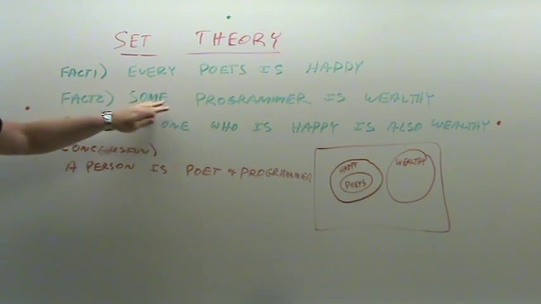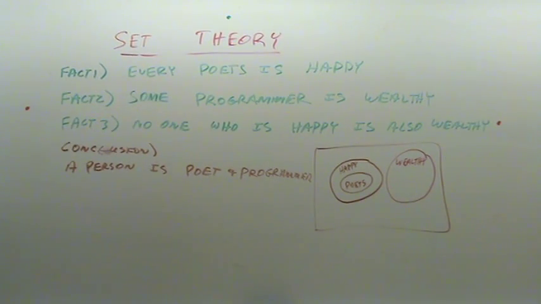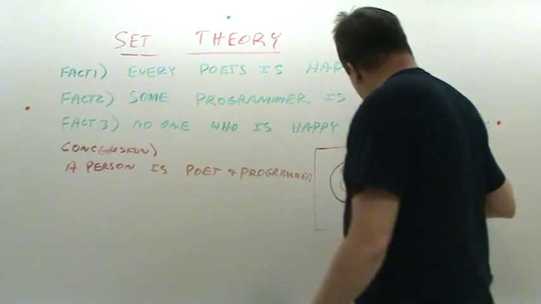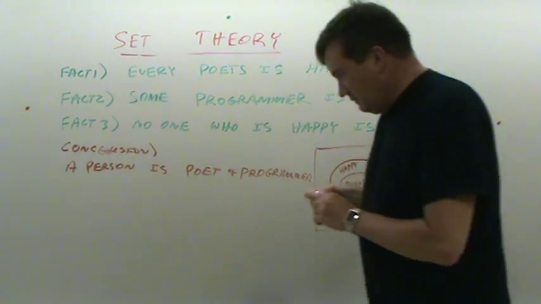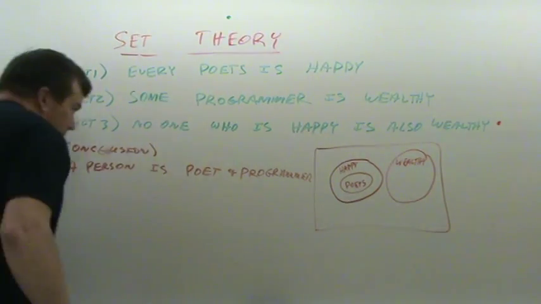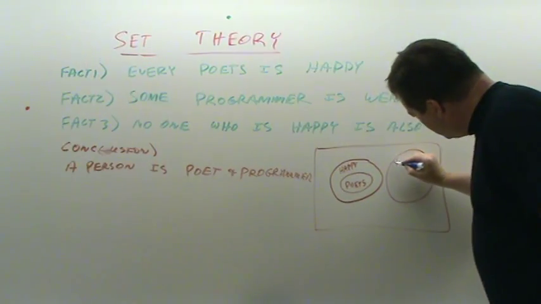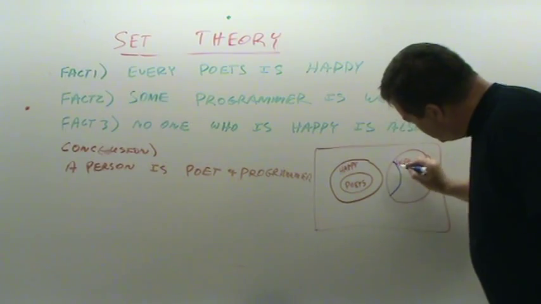So that's implying some are wealthy and some are not wealthy. So now the question is, where do we draw them? Well, some of them is going to be an overlap. Some of them are going to be in here. We'll draw programmers in a different color. Some of them are going to be in the wealthy section, and some are not.